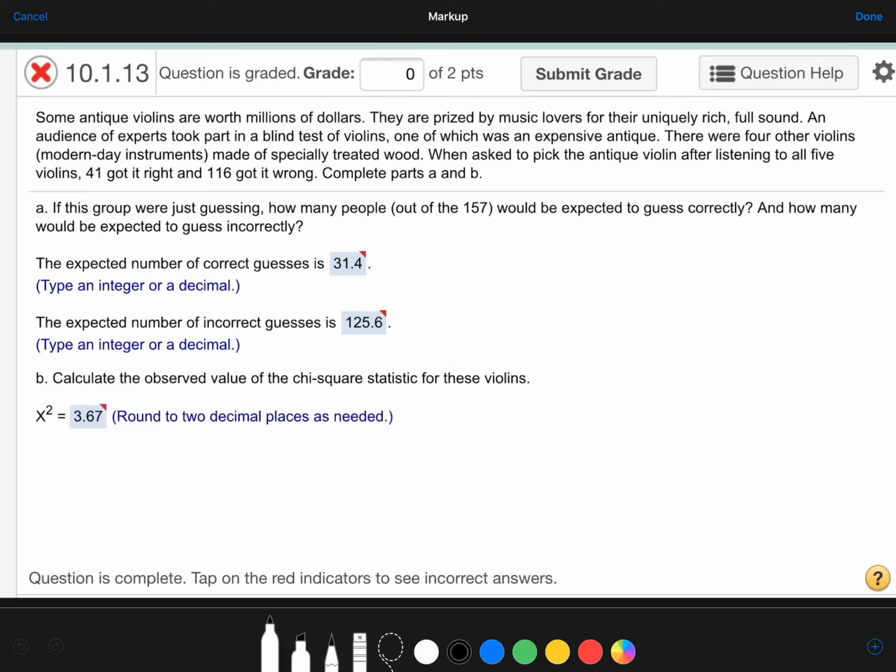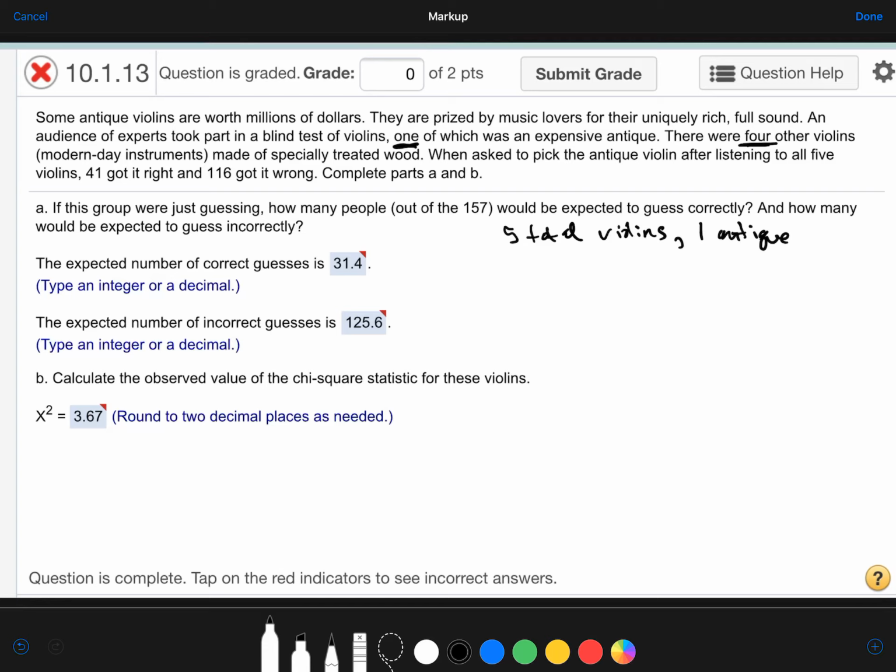The key to this problem is the fact that there is one antique violin and 4 other violins. So there are 5 violins total, and only one is antique. Hence, if a person is just guessing, like someone like me who knows absolutely nothing about violins, if 5 of them were played in front of me and one of them is antique, I would randomly guess it was the third one, and I really don't have any idea.